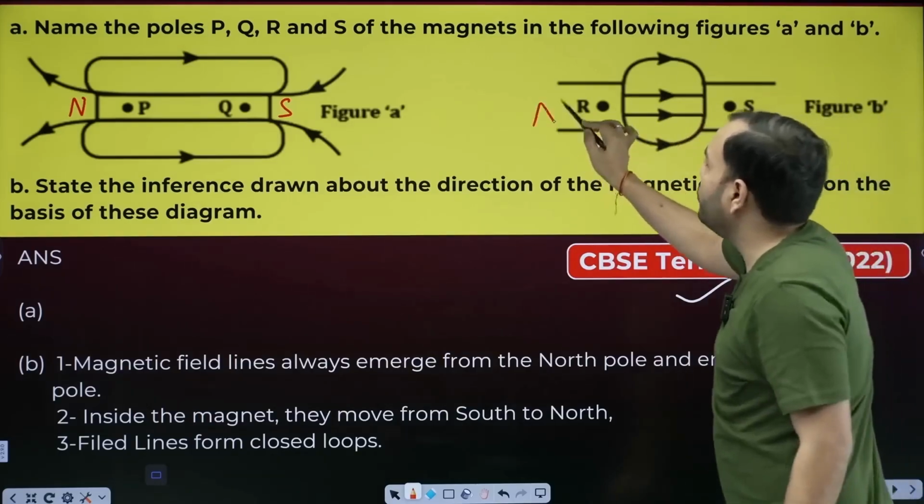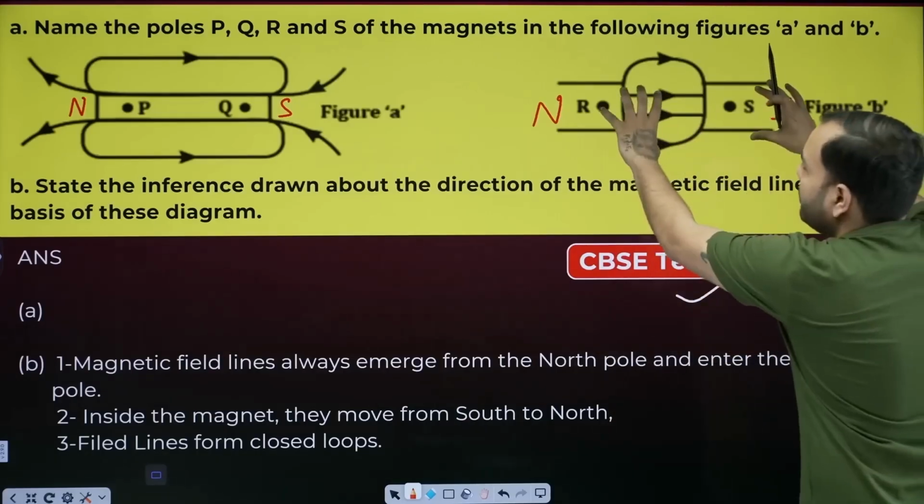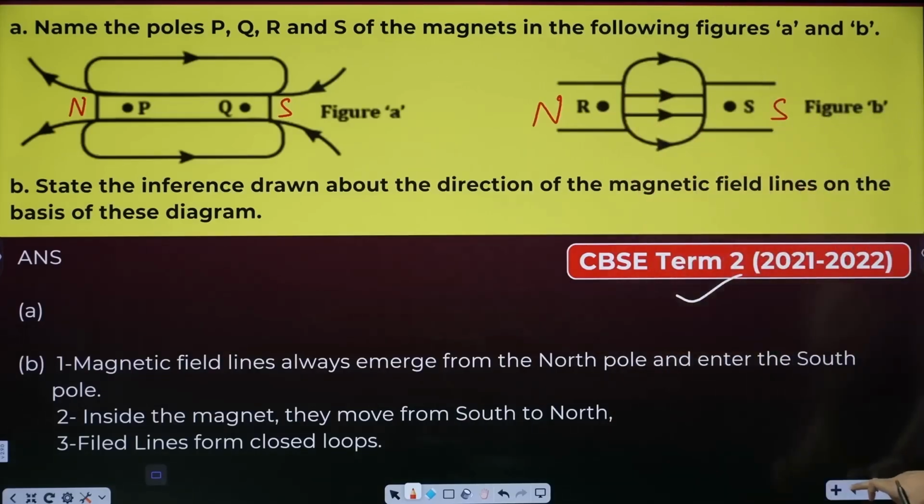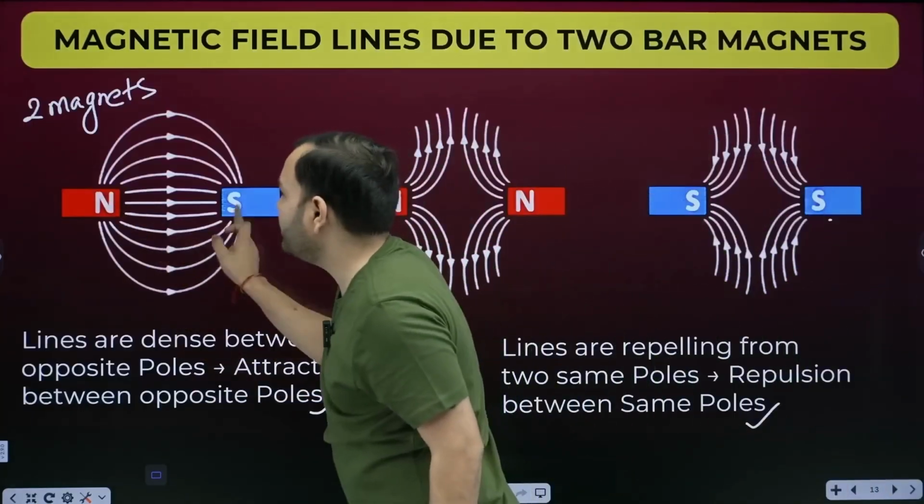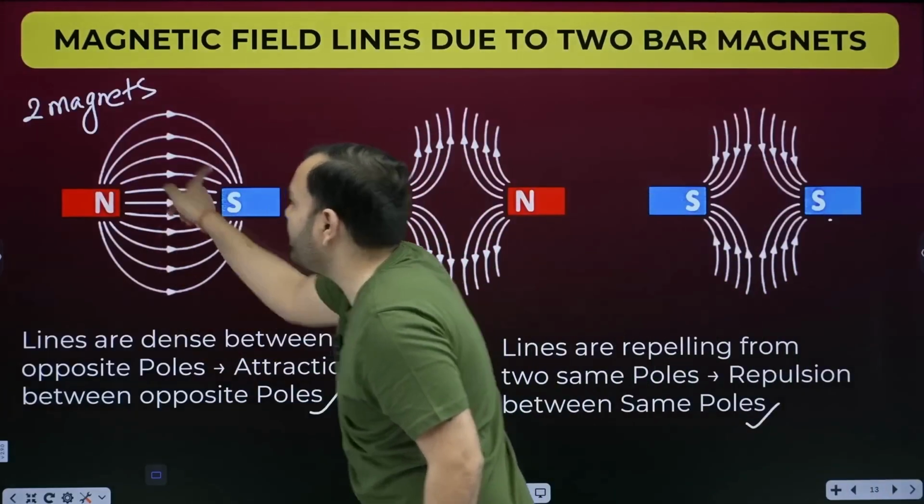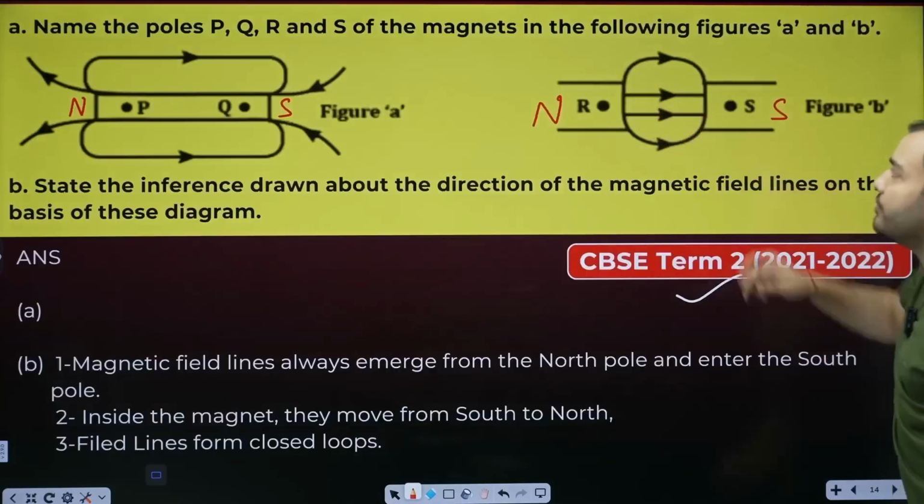So R is north pole and S is south pole, but both of them are different magnets. Imagine these are little, this picture, this is the one. Have you seen carefully? This is one. Look, this is R and S, came from here and entered here. See, the same thing is made, came from here and entered. So these are two different magnets.